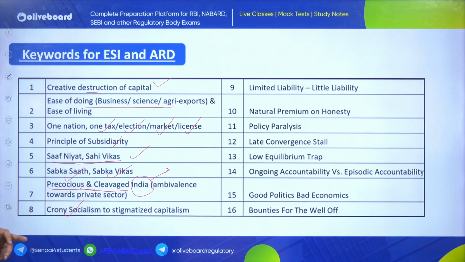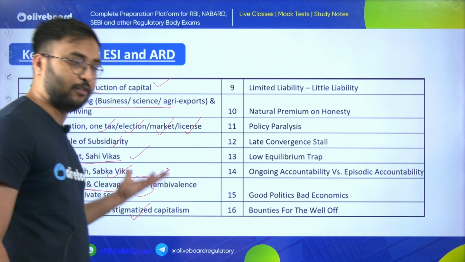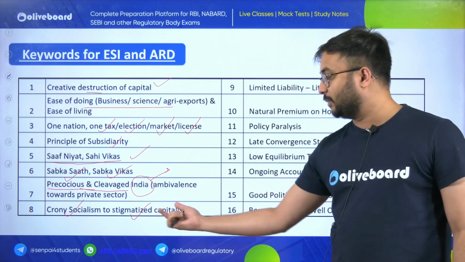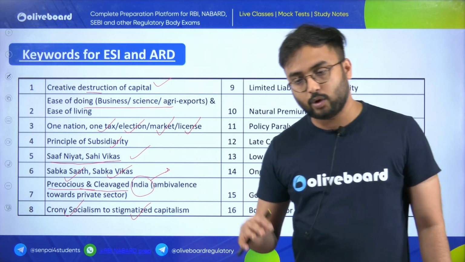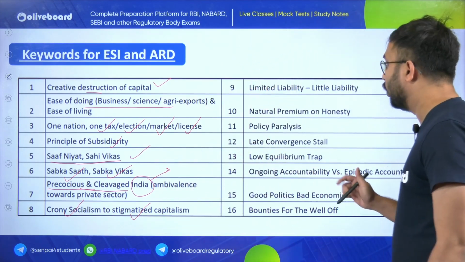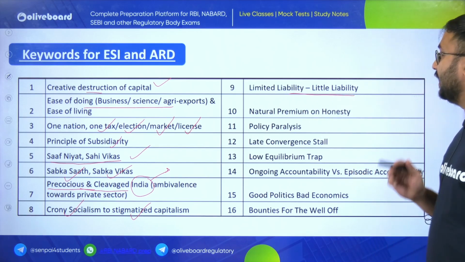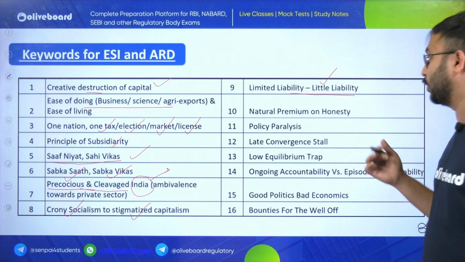Crony socialism to stigmatized capitalism. Again, a very heavy vocabulary, but still try to understand crony socialism to stigmatized capitalism. Both of these keywords you can use wherever your economic questions are there, ESI questions are there. Limited liability, little liability. Again, you can use this in infrastructure related questions.